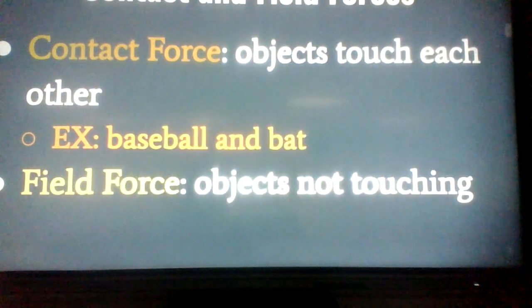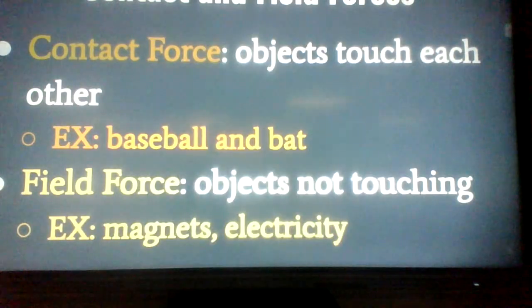The other kind is called a field force. And these forces can be applied without the objects having to touch each other. For example, put two magnets close enough together. The like poles, if we have two north poles or two south poles close enough together, those poles will repel each other, push those magnets apart from each other. Or if we have unlike poles, a north and a south, we don't have to touch the magnets to get those magnets to attract. We just have to get them close enough to each other, and then the force of attraction will occur.